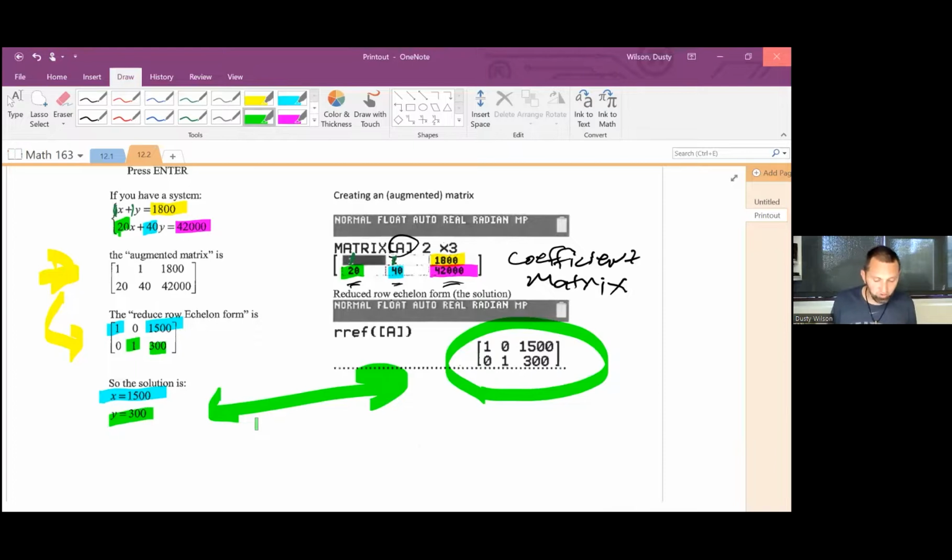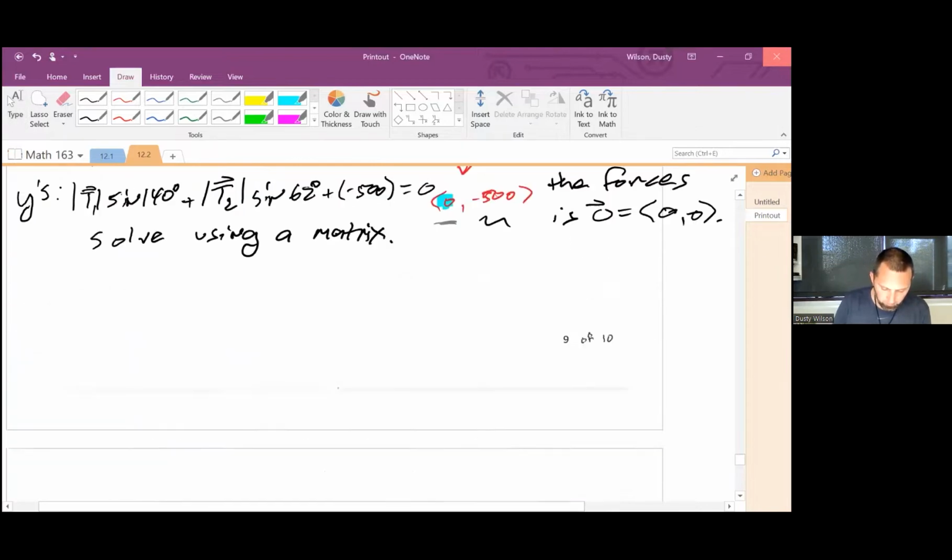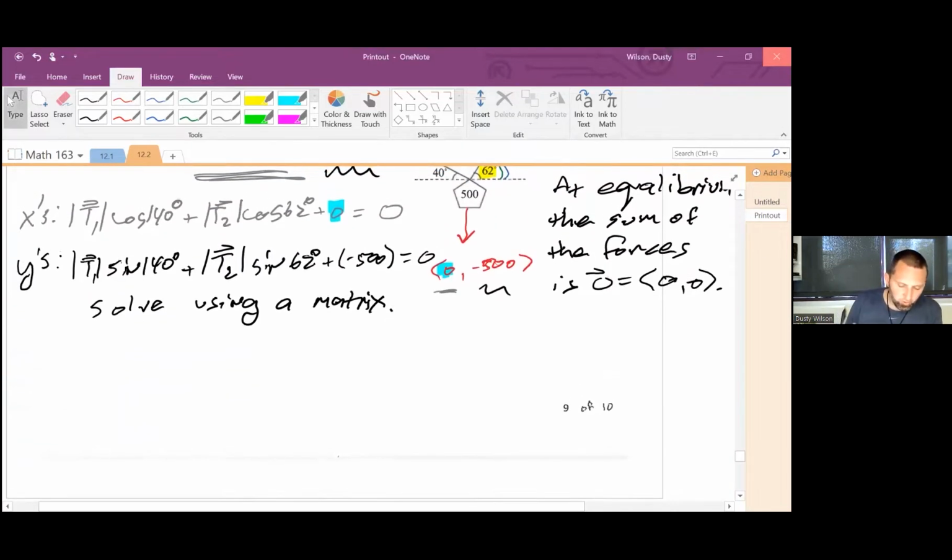So let's see how this works in solving the previous example. So I'm going to create a coefficient matrix. Notice that in the last question, the unknowns were x and y, but here the unknowns are t1 and t2. Those are our x and y.